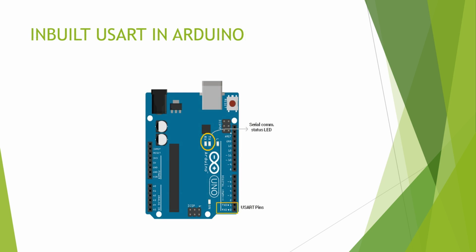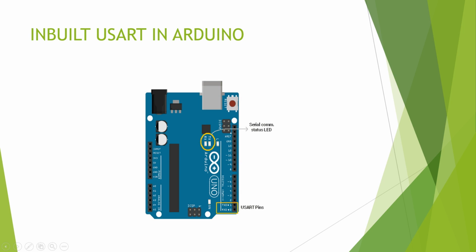And in the Arduino, you can observe we have the TX and RX pins. These are related to serial communication. The status LEDs, when it is transmitting or receiving, that particular LED will be blinking. And on the below we have the USART pins.